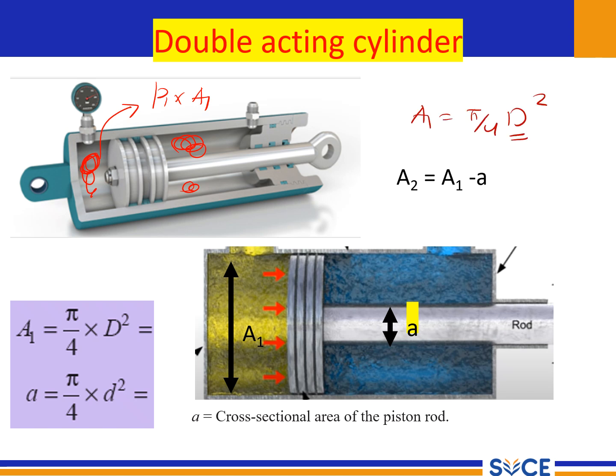It is the bore diameter. When it is coming to this side, the area to be subtracted is small a. So A2 is nothing but the area A1 minus A. So this is the A2. A1 is already this one. A is nothing but pi by 4 small d square, where d is the piston rod diameter. So with this introduction, we can solve the problem.